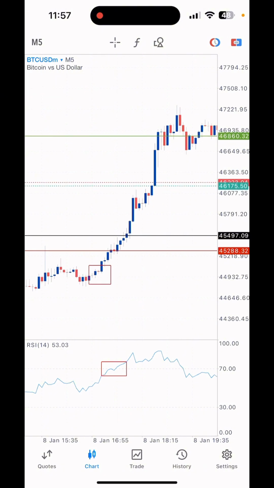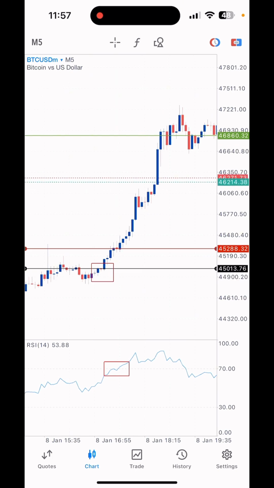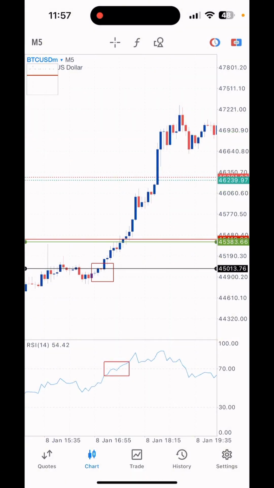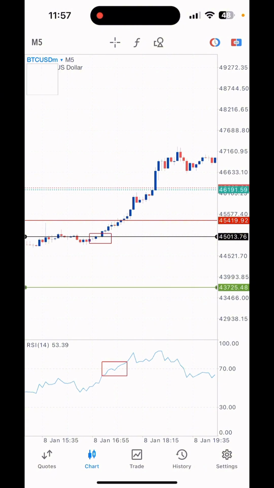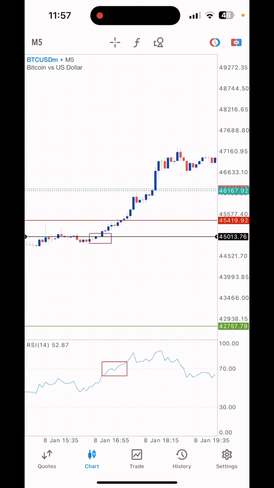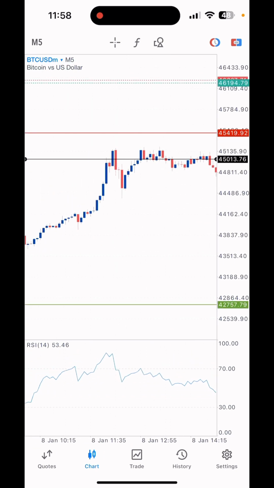So let's say you entered a sell here. You use this as your stop loss, just let's say 10 pips, and you use this as your take profit here. So what would have happened? Price would have gone against you and hit your stop loss. Are you seeing now? So this might be one of the losses you would have made in a day. Do you understand? But let's continue to check.